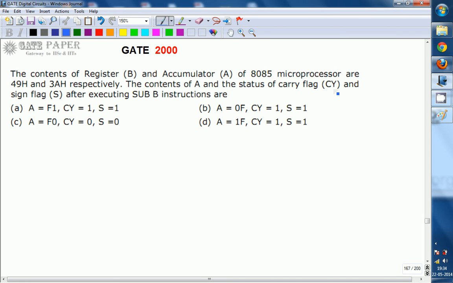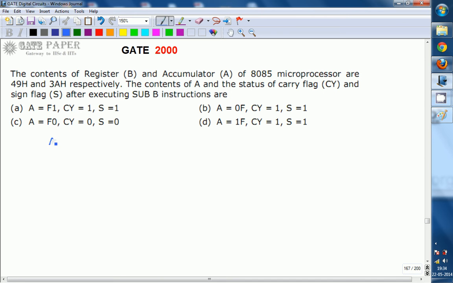Hello, we are discussing the GATE 2000 ECE paper, and the topic is related to microprocessors. The contents of register B and accumulator A of the 8085 microprocessor are 49H and 3AH respectively. What are the contents of the accumulator and the status of the carry flag and sign flag after executing the SUB B instruction?